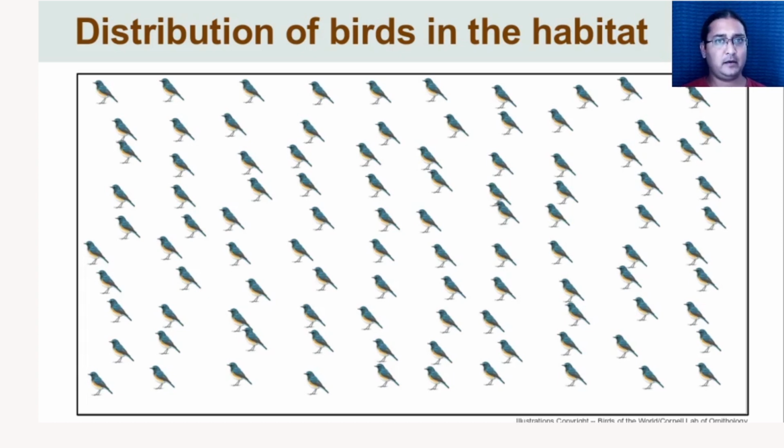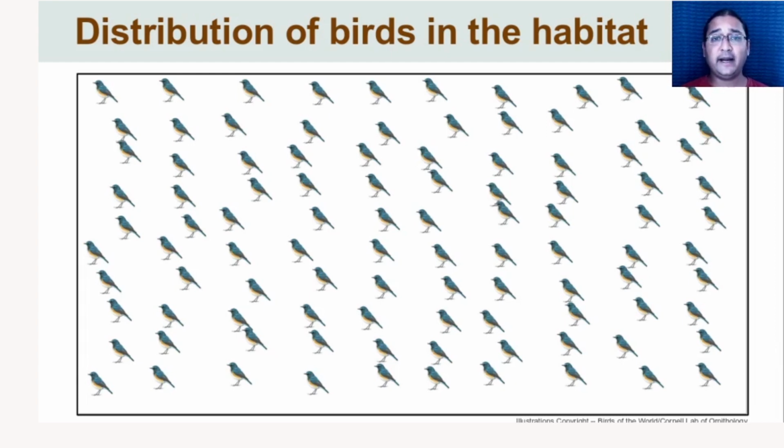Let's say you have a habitat in which there is a particular species that you want to know the population size of, and this species is distributed randomly or uniformly in the habitat. Pretty much, the abundance is not changing across the habitat. It's not like there's one part of the habitat where all the birds are clustered and other parts where there are no individuals of this bird species.